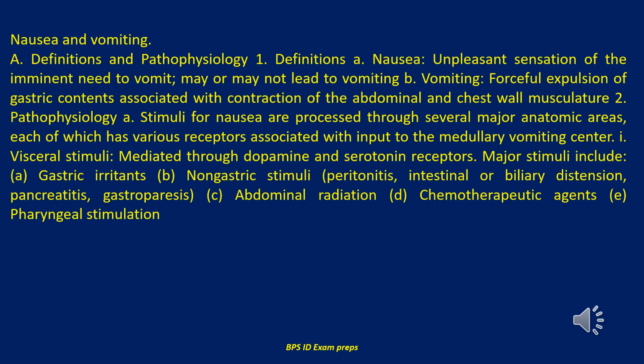2. Regarding the pathophysiology. A. Stimuli for nausea are processed through several major anatomic areas, each of which has various receptors associated with input to the medullary vomiting center. 1. Visceral stimuli is mediated through dopamine and serotonin receptors. Its major stimuli include A. Gastric irritants. B. Non-gastric stimuli, peritonitis, intestinal or biliary distension, pancreatitis, and gastroparesis. C. Abdominal radiation. D. Chemotherapeutic agents. E. Pharyngeal stimulation. 2.